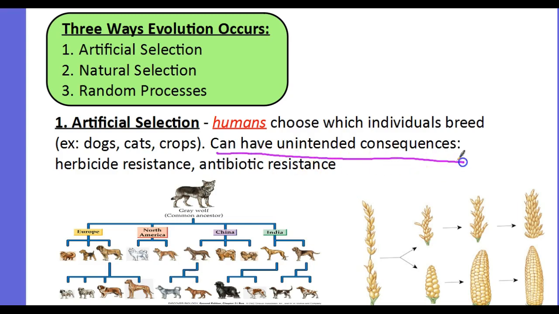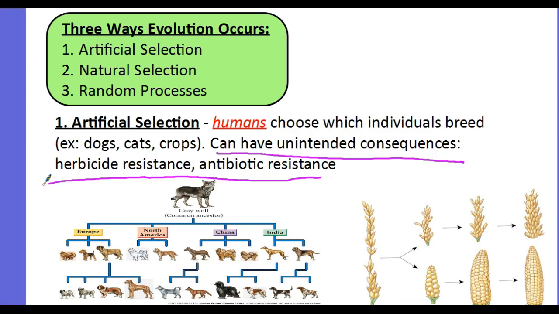However, I want you to underline this. This can have unintended consequences, and those consequences can be herbicide resistance, antibiotic resistance. So when we are breeding things, we don't realize what we're doing. A lot of times we're taking away genetic diversity and we're increasing the likelihood of resistance.